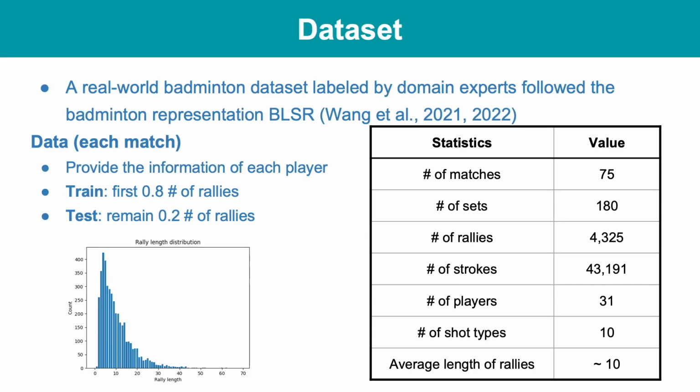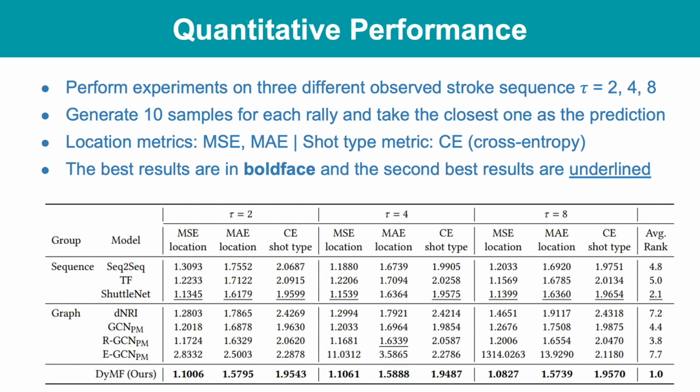In the experiments, we use a badminton dataset from previous work to measure our proposed method and demonstrate the idea of movement forecasting. To examine the performance of our model, we compare it with both sequence-based models and graph-based models on different observed stroke sequences. We denote PM as a substrate of the graph-based method if the baseline uses our PM graph for encoding. We use mean square error and mean absolute error for location metrics and cross-entropy for the shot type metric. We can say that our model consistently outperforms our baselines in terms of all metrics and different observed strokes.